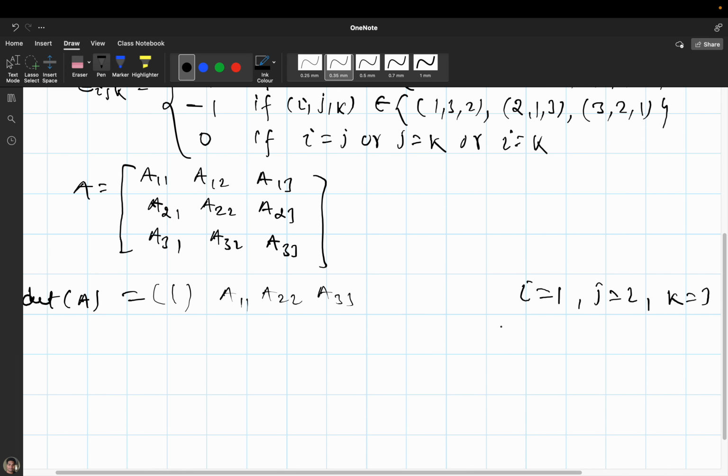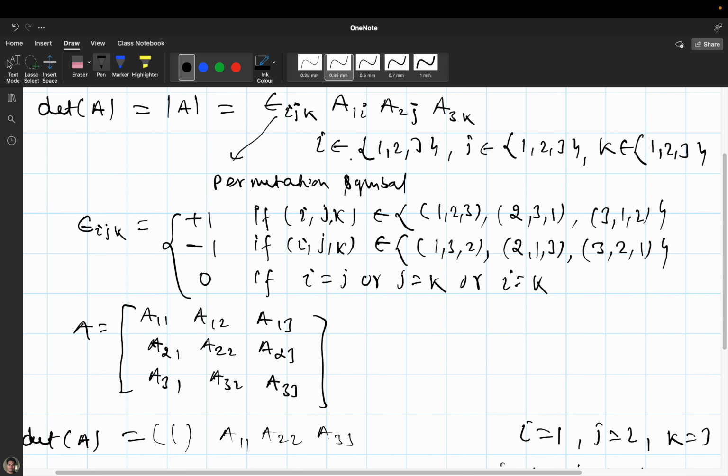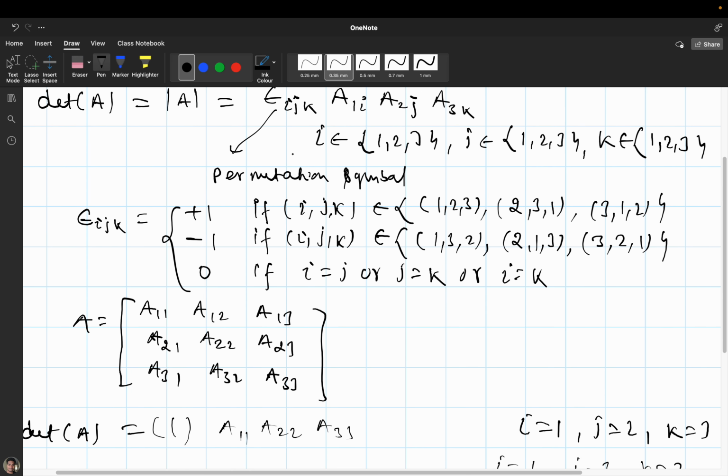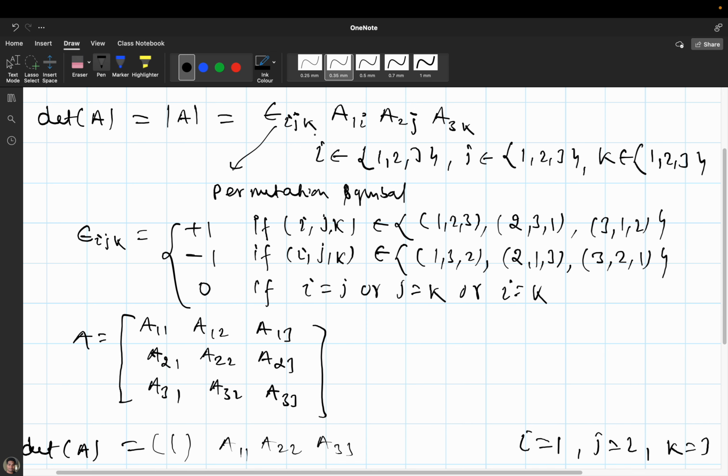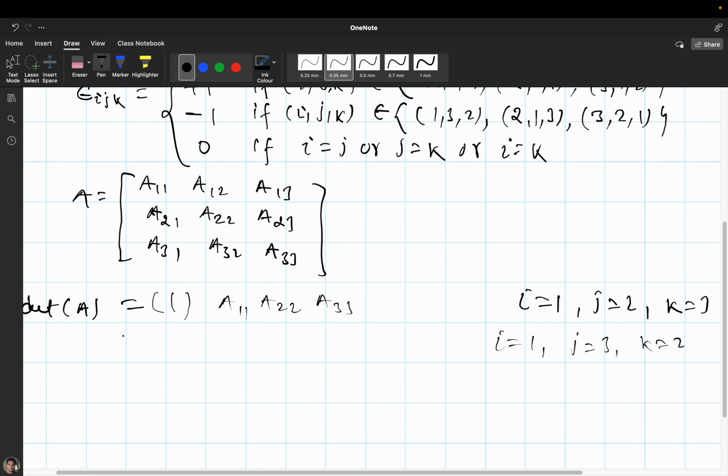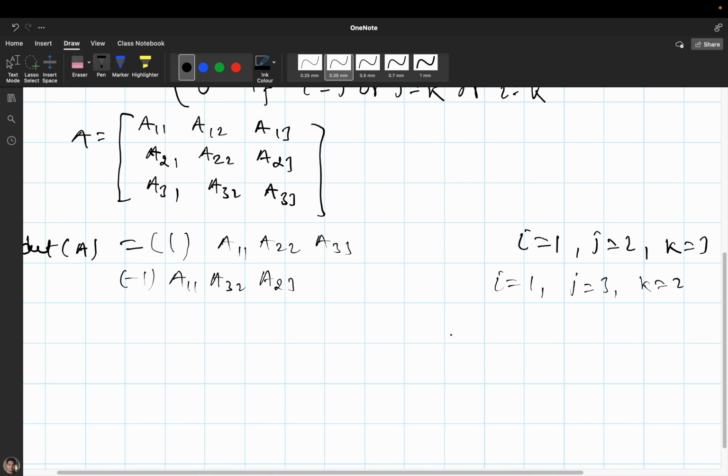Okay. Now if i equal to 1 but j equal to 3 and k equal to 2, then what will happen? Then you can see that epsilon will be 132, which means that the value will be -1, and the expression will be a11, a32, a23.